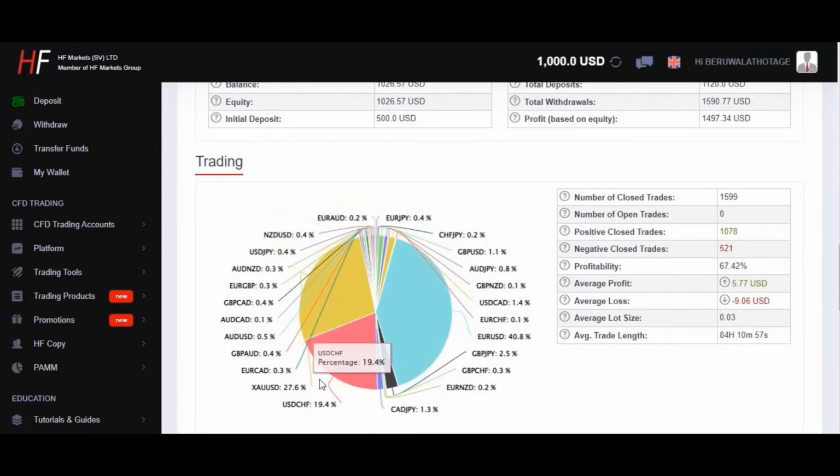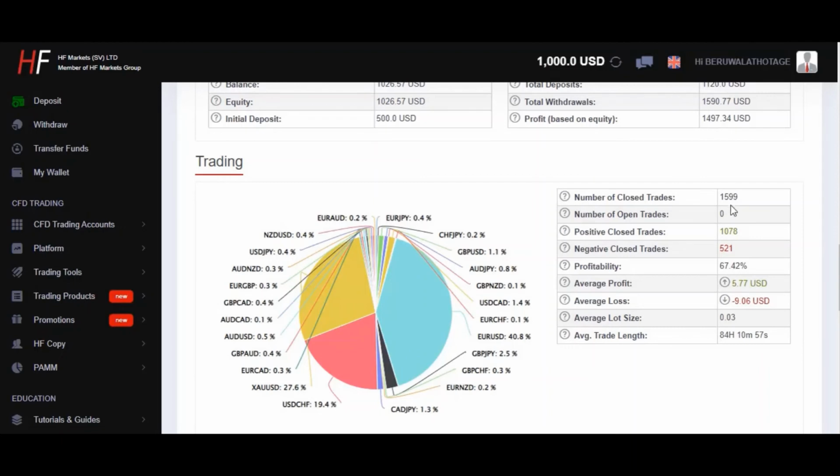These are the currency pairs I have traded. Most of my trades were gold USD, USD CHF and Euro USD. Other pairs I traded in smaller amounts. For the number of closed trades, I have done almost 1,600 trades, and open trades are 0. That means this is also a good sign.